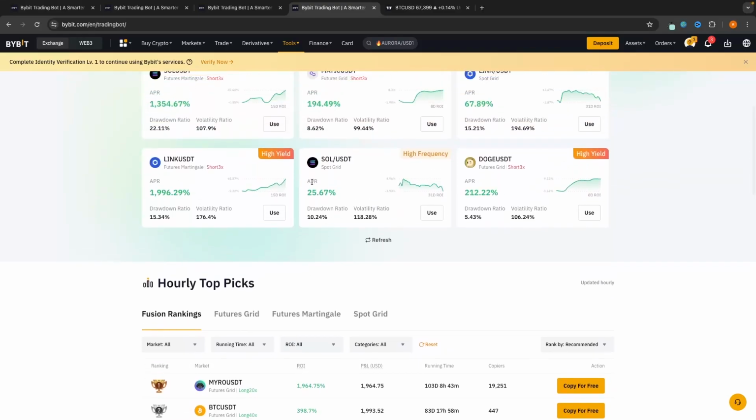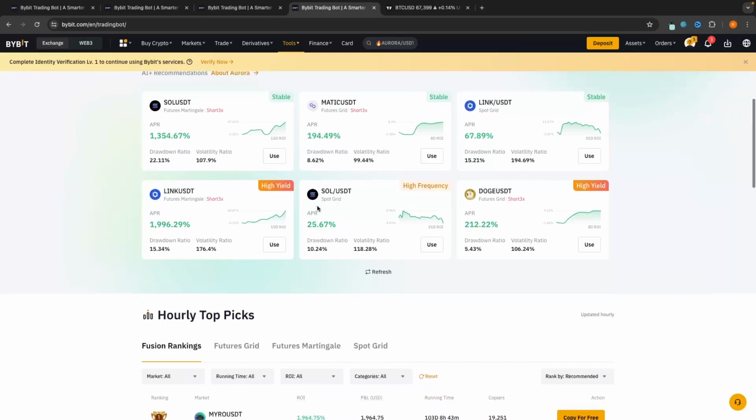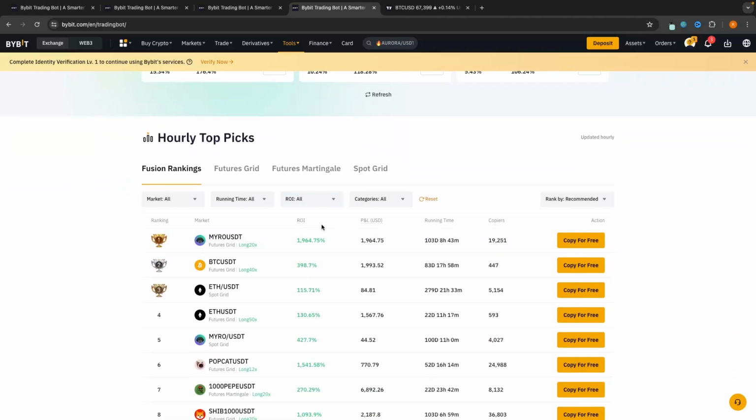So that is a difference. ROI is different to APR. APR basically says this is how much you could potentially make in 1 year if the market conditions stay the same, which they probably won't. But the ROI shows how much this bot has actually made since it has been running. So since this bot has been running, it has already made 2,000% in the 100 days that it has been running.